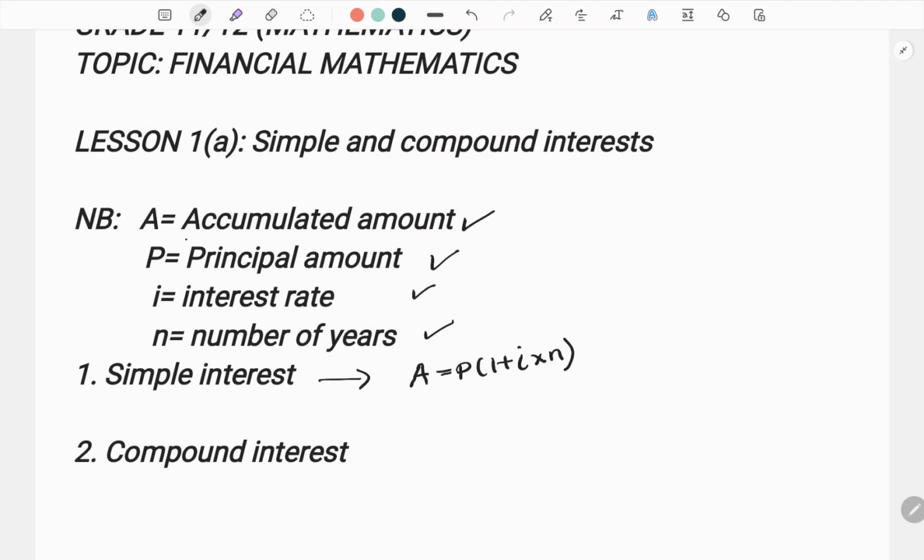It's the formula for simple interest. And for compound interest, the formula is A equals P(1 plus I) exponent of N. We use simple interest for higher purchases, for example hire purchases, and we use compound interest for inflation. When you see a question mentioning the inflation rate, know that you're going to use the compound interest formula. Also for loans, that is where we use the compound interest formula.